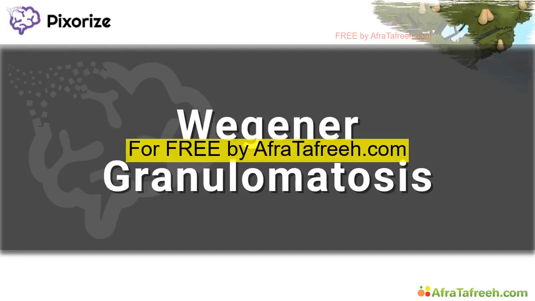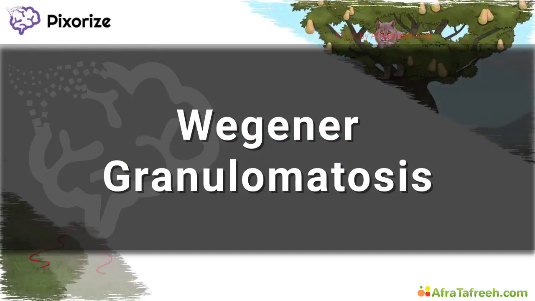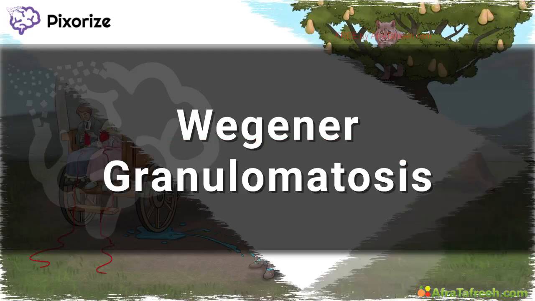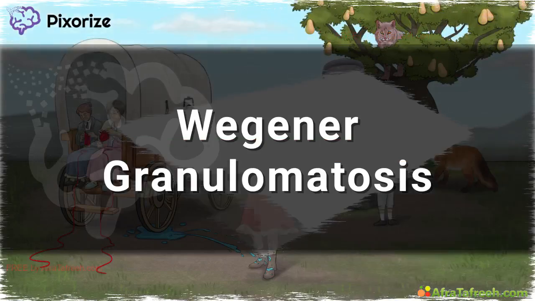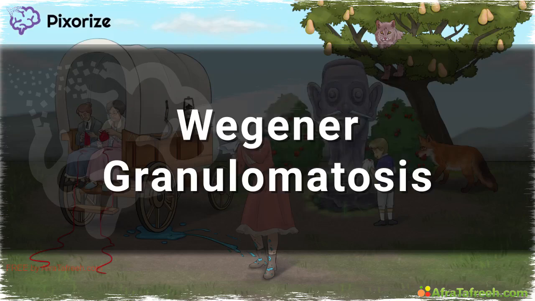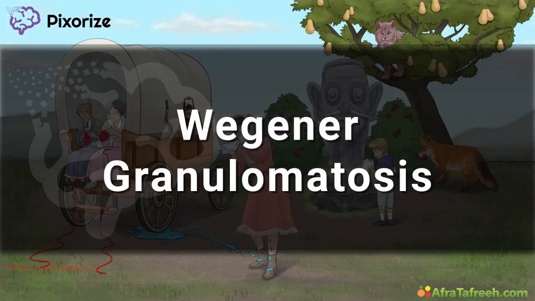In this video, we're going to be trekking out to the Wild West to explore a visual mnemonic for Wegener's granulomatosis, otherwise known as granulomatosis with polyangiitis, abbreviated GPA for short. Wegener's granulomatosis is another type of small vessel vasculitis, or inflammation of the arterioles and venules. It can cause troubling conditions such as hematuria, hemoptysis, and pauci-immune crescentic glomerulonephritis. So what are we waiting for?